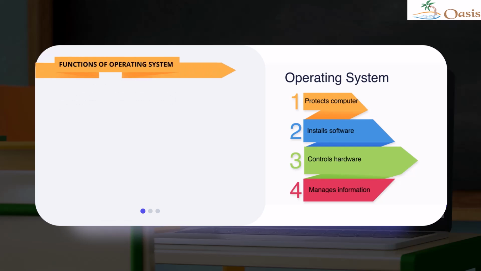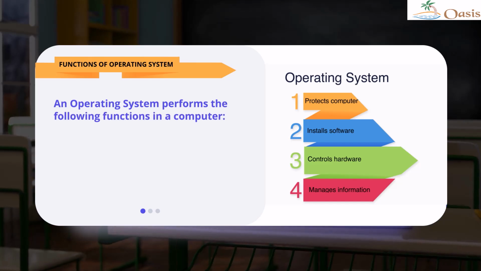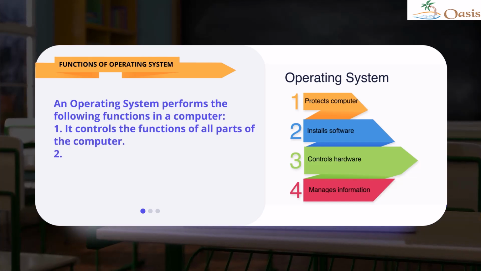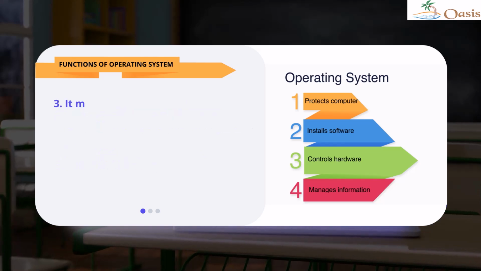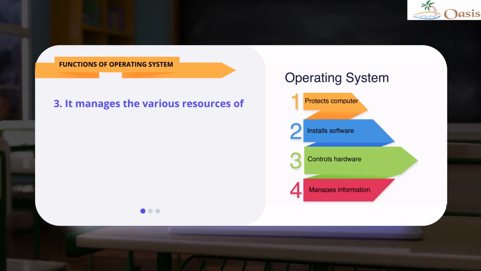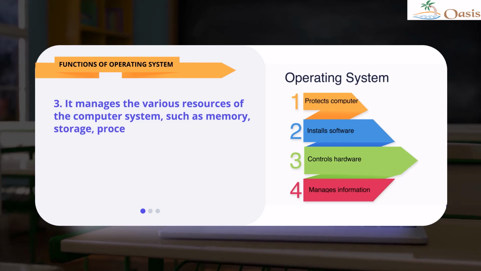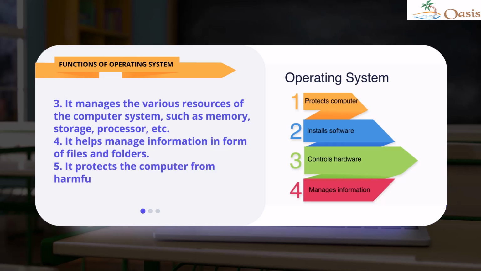Functions of operating system. An operating system performs the following functions in a computer. 1. It controls the functions of all parts of the computer. 2. It allows other software to be installed in the computer. 3. It manages the various resources of the computer system, such as memory, storage, processor, etc. 4. It helps manage information in form of files and folders. 5. It protects the computer from harmful programs and virus attacks.